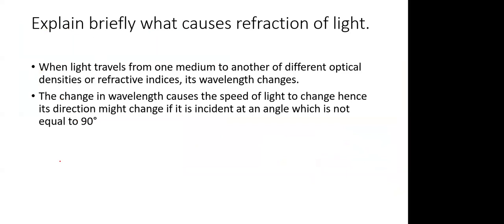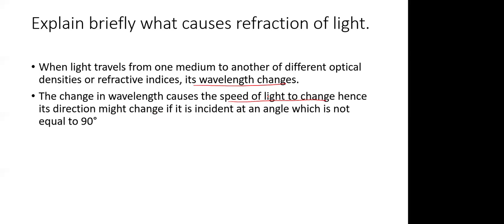Okay. And when they ask you, briefly explain what causes refraction of light, you can state your answer in that format: when light travels from one medium to another of different optical density, its wavelength will change. So this is one of the causes. Then the change in the wavelength causes the speed of light to change, hence the direction might change if the light is incident at an angle which is not equal to 90 degrees.